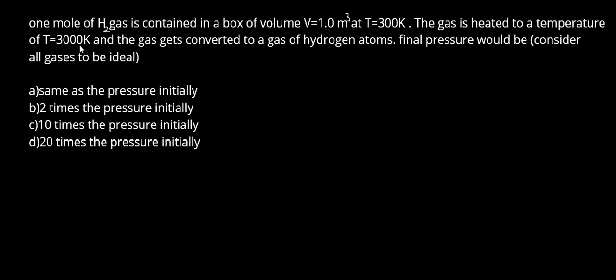Here the question says 1 mole of H2 gas is contained in a box of volume V equal to 1 meter cube at temperature 300 Kelvin. So the gas is heated to a temperature of 3000 Kelvin and the gas gets converted into a gas of hydrogen atoms. Final pressure would be. So initially there is a pressure.